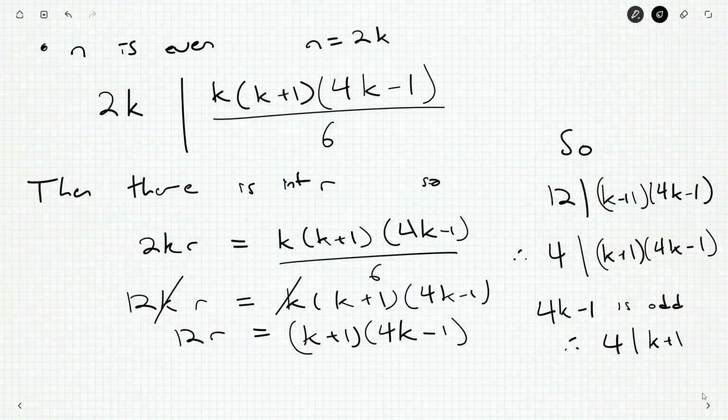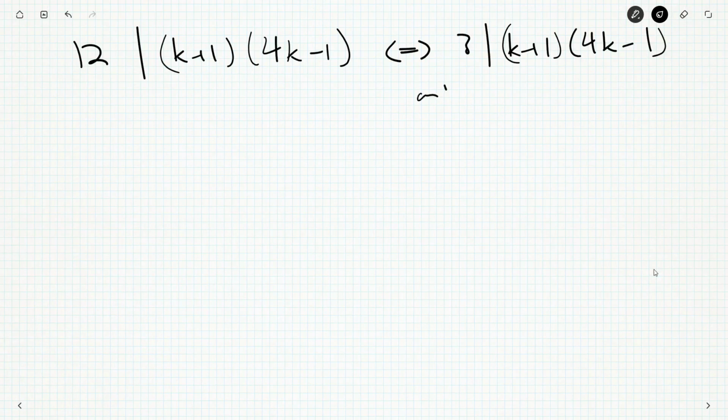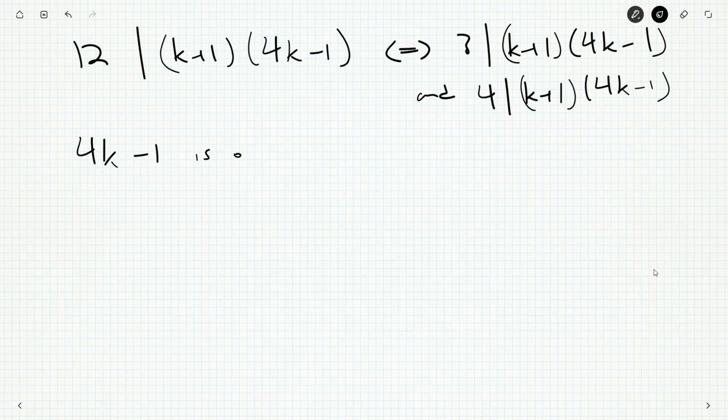Okay, so it's not impossible so far. So, I guess we could say 12 divides k plus 1. Maybe something like 17 or something would do it. Or maybe if k is 11, so maybe f of 22 would have worked. And I just didn't go up that high. So this is true if and only if 3 divides it and 4 divides it. So 4k minus 1 is odd. Therefore, 4 has to divide k plus 1. Okay.